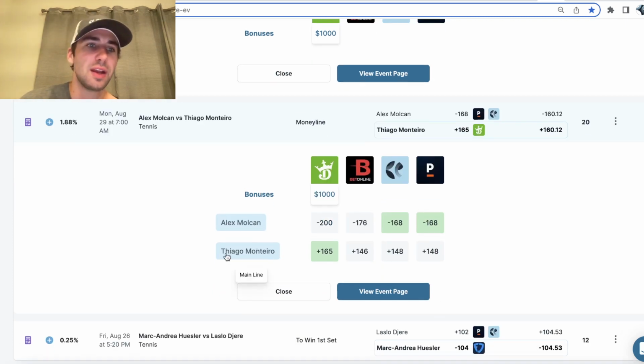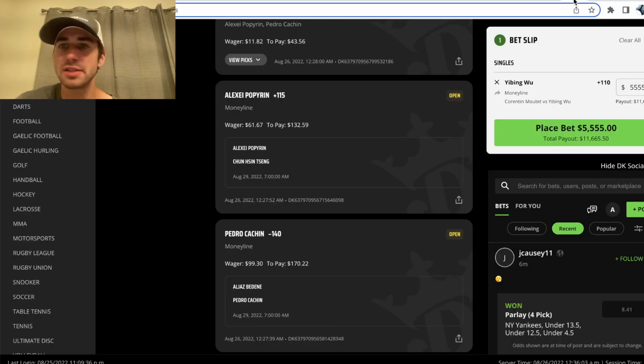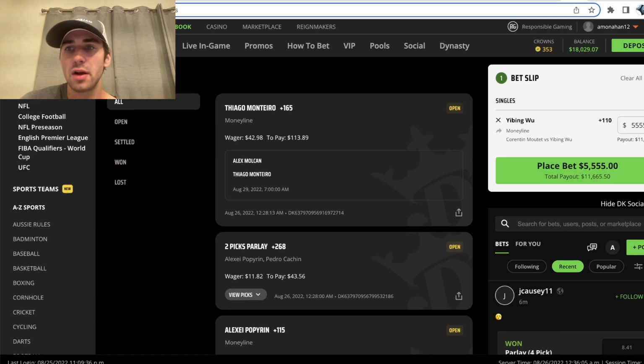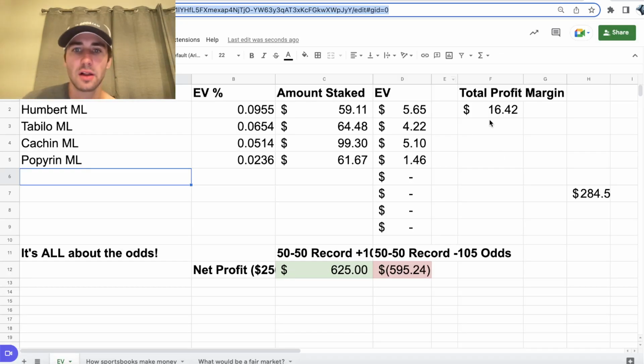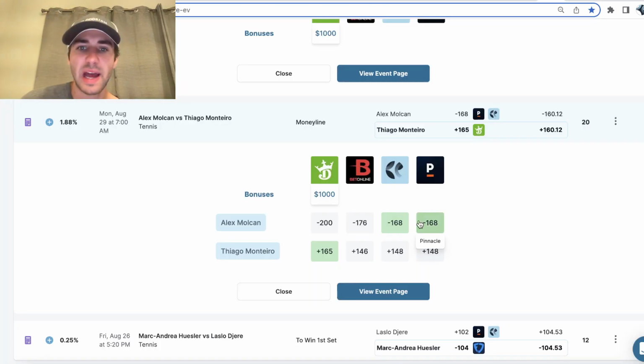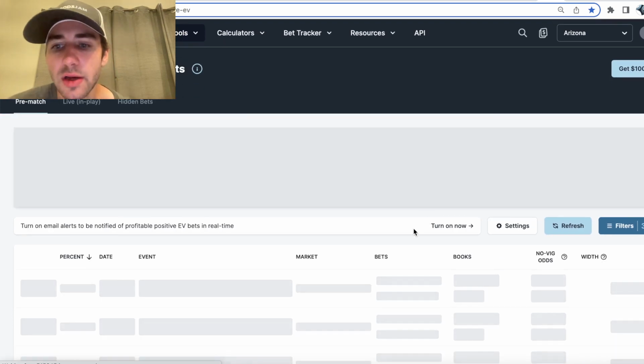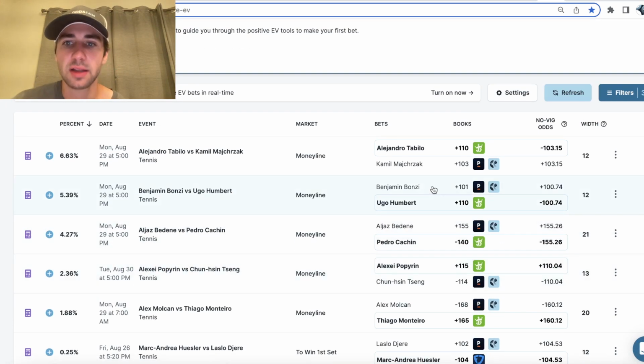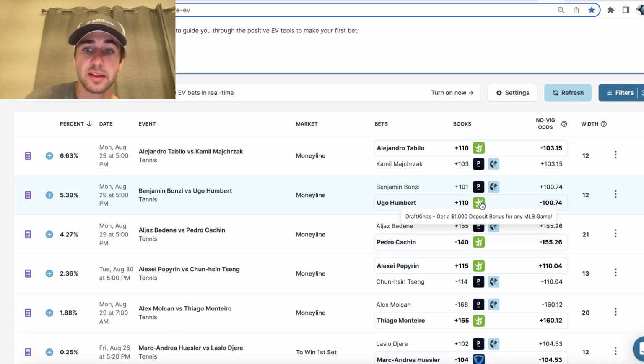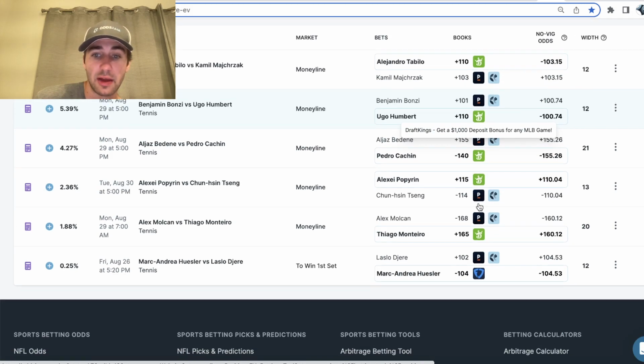And then we have this last one on Thiago. I also bet that. But regardless, roughly $20 in EV total in all these bets, $20 in profit margin, just from being on OddsJam kind of late at night and seeing these ridiculous opportunities. You can actually see this Ugo Umbart bet. Now it's down to plus 110. It looks like they moved it down a bit.